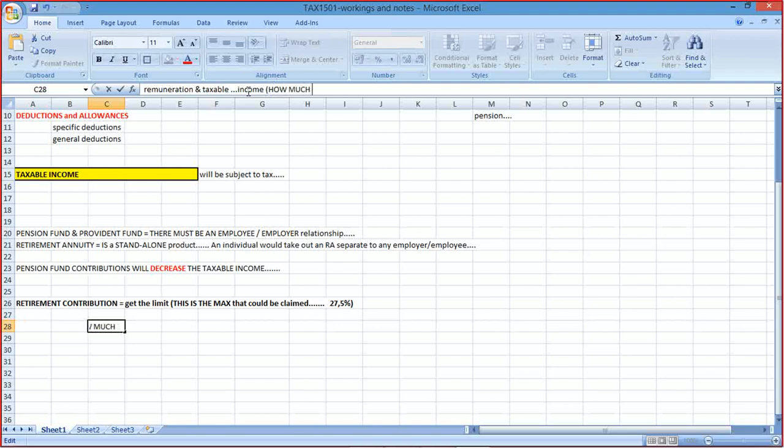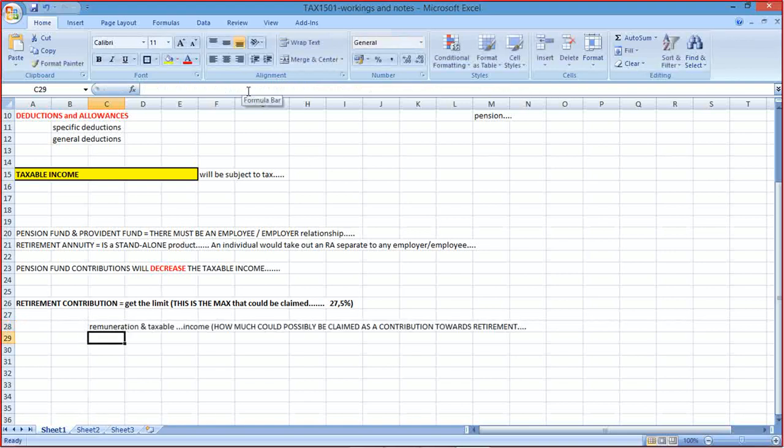How much could possibly be claimed as a contribution towards retirement? That's what you first need to work out. So you need an amount, a limit. How much are we allowed to claim as a maximum? Then we look at what we've actually contributed towards retirement.